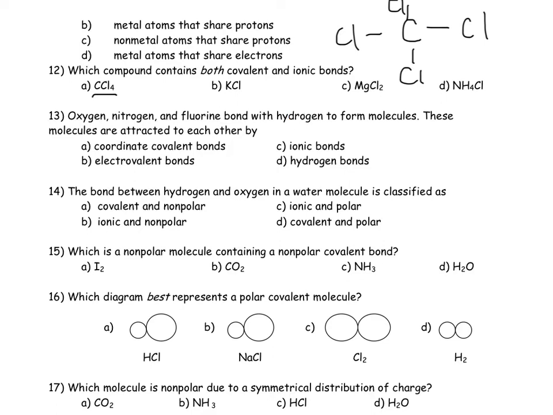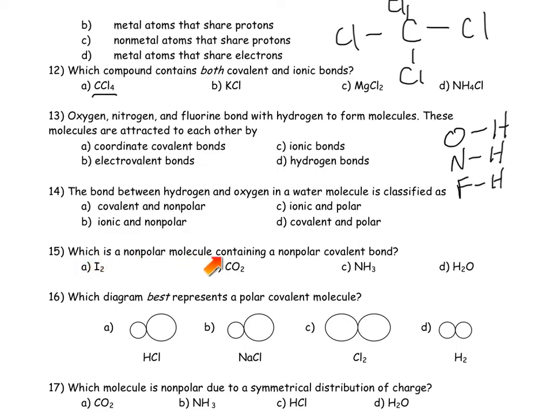And again, if you're reading it correctly, hopefully you read it correctly, it would be oxygen and hydrogen, nitrogen and hydrogen, and fluorine and hydrogen. Should be no problem. You should be able to answer that easily. The bond between hydrogen and oxygen in a water molecule is classified as... again, you should be able to draw out a water molecule. I've drawn it out about 1 million times. Easily answerable if you've been paying attention at all.